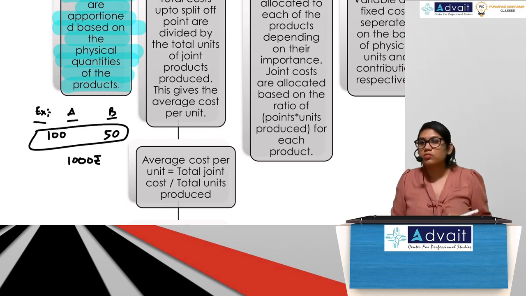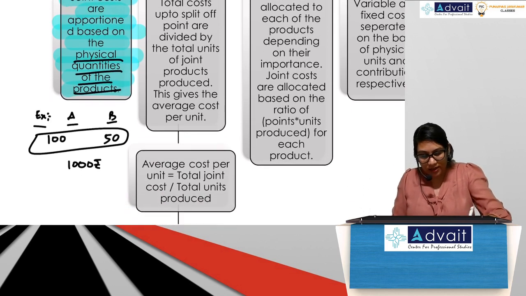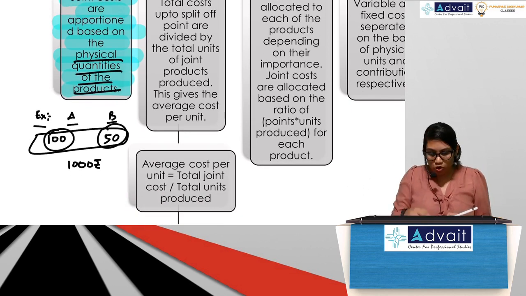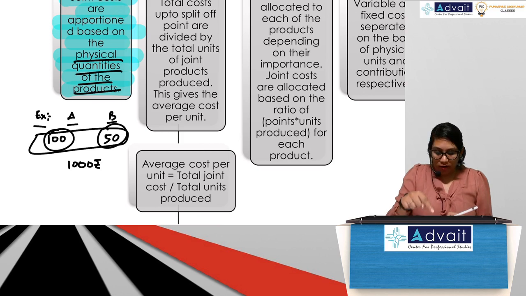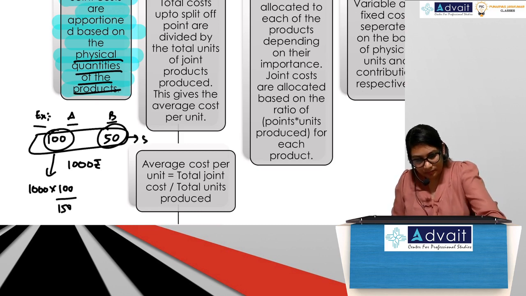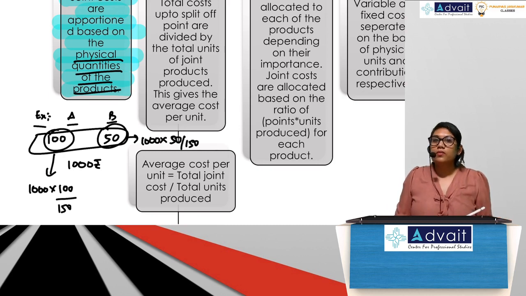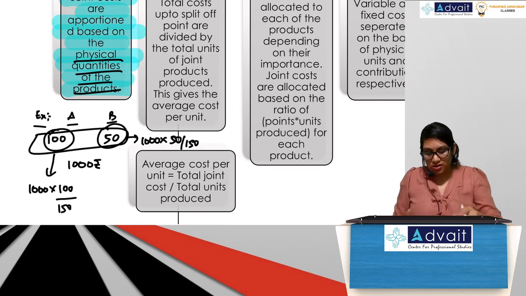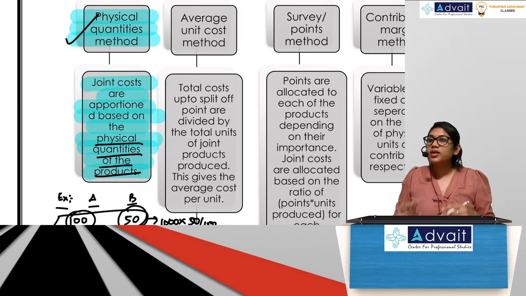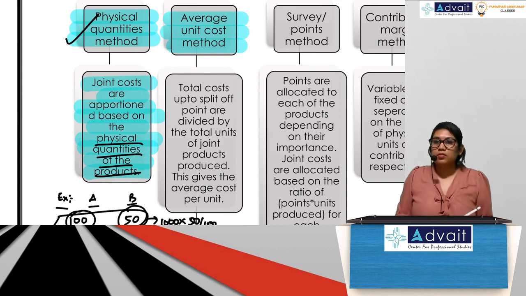Guys, in this ratio: the ratio of physical quantities. So physical quantities are 100 and 50. When you split 1000 rupees in the ratio of 100:50, how much will A get? 1000 into 100 by 150. And B will get 1000 into 50 by 150. Correct, no? So this is your physical quantities method. Very, very easy. Next method, average unit cost method.